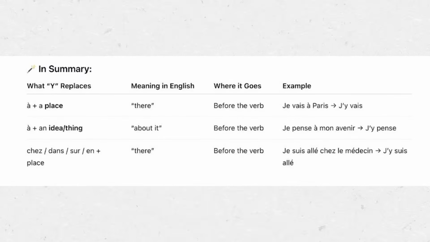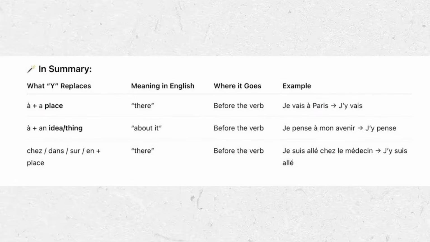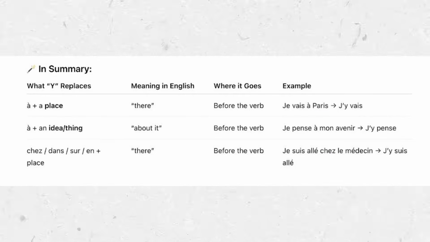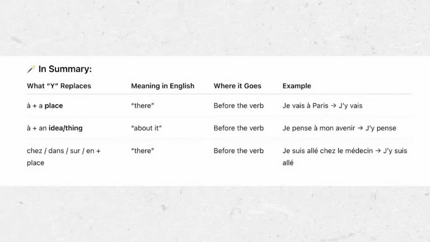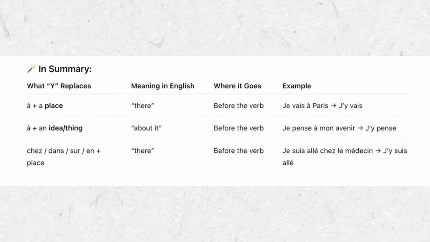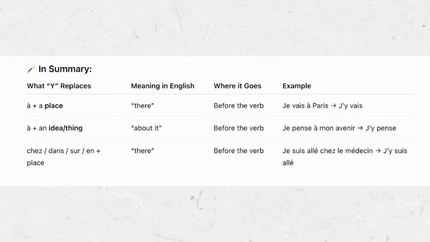All right? And lastly, what does it replace? It replaces chez, dans, sur, en plus place. And it means there once again. It always goes before the verb. Par exemple, je suis allé chez le médecin. It becomes j'y suis allé.